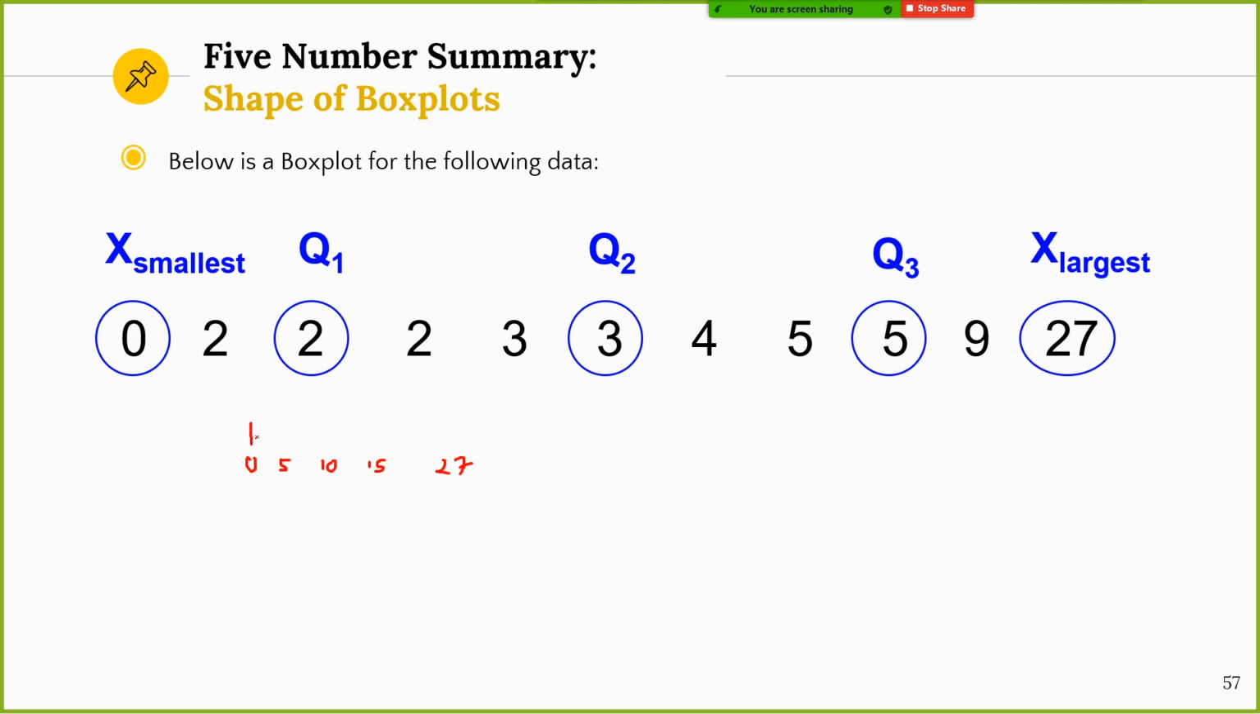Then we have 2 as our Q1, and we have 3 as the middle number, right? And we have 5 as our Q3 here. And we have 27 as our largest value here, right? From this data, we already have the interquartile range, IQR. This is the most common, around 50% of your data consists in here.